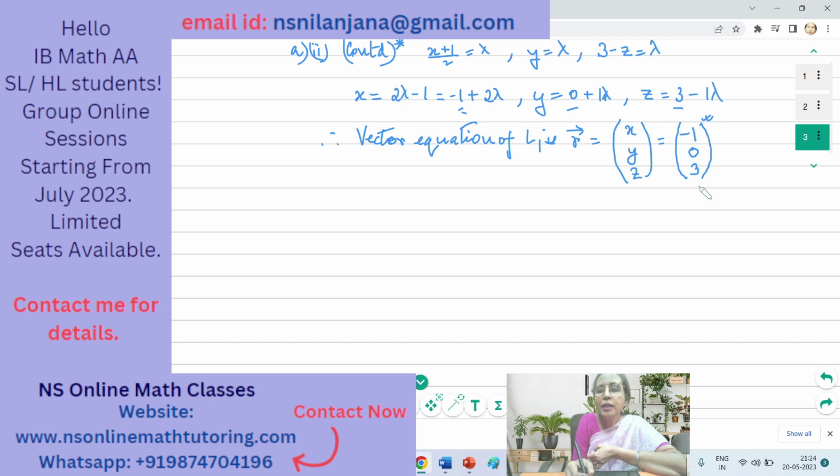So it is (-1, 0, 3) plus the parameter lambda times (2, 1, -1). This is the direction vector of the line L1. The line L1 is in this direction, or in the opposite direction, but it is parallel to this direction vector. So we have given the answer for part (a)(ii).